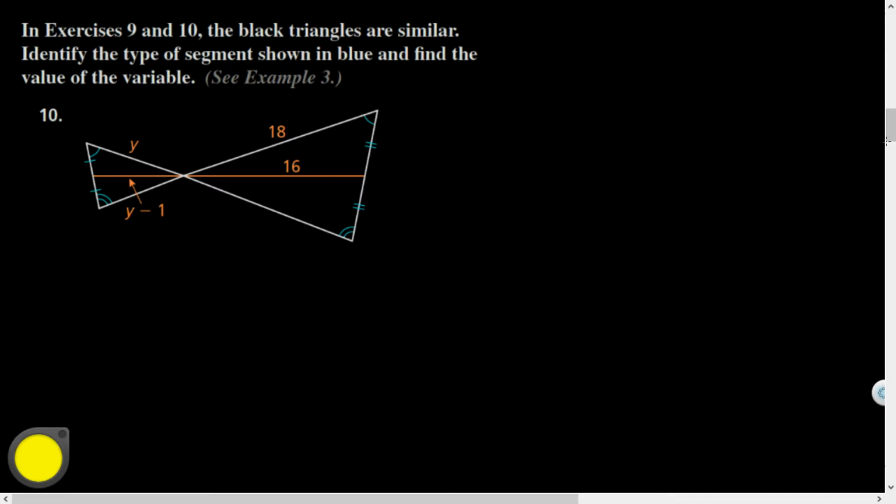All right, it says these triangles are similar. Identify the type of segment shown in blue. Ooh. What type of segment is that? It connects a midpoint.